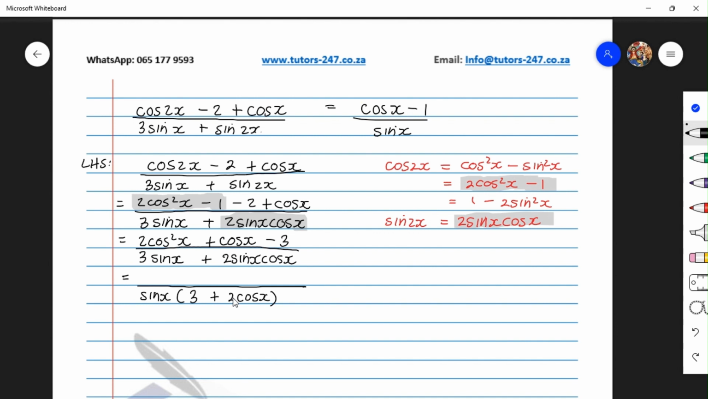Now, let us deal with our numerator. So we need to ask ourselves, what times what gives us 2 cos squared of x? Or in other words, what are the factors of 2 cos squared x? Now we know the factors of 2 cos squared x are 2 cos x and cos x. Then we ask ourselves, what are the factors of -3? We know the factors of -3 are positive 1 and -3, and positive 3 and -1.